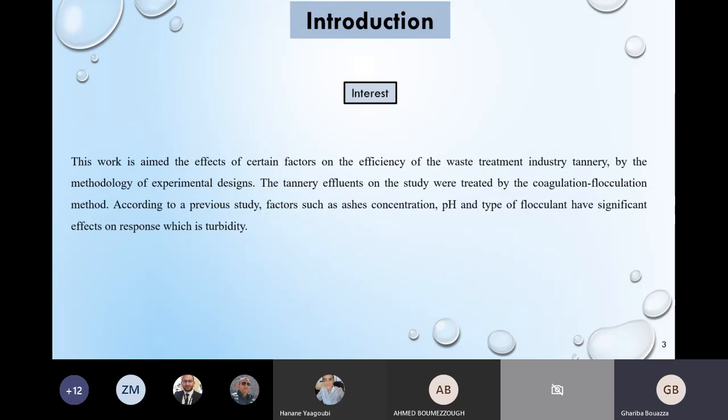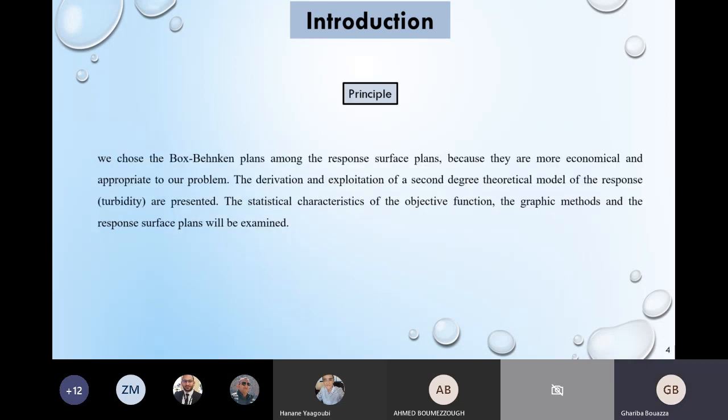The tannery effluents under study were treated by the coagulation flocculation method. According to a previous study, factors such as aqueous concentration, pH, and type of flocculant have significant effects on the response, which is turbidity. We chose the Box-Behnken plane among the response surface planes because it is more economical and appropriate to our problem. The derivation and exploitation of a second degree theoretical model of the response are presented. The statistical characteristics of the objective function, the graphic methods, and the response surface planes will be examined.